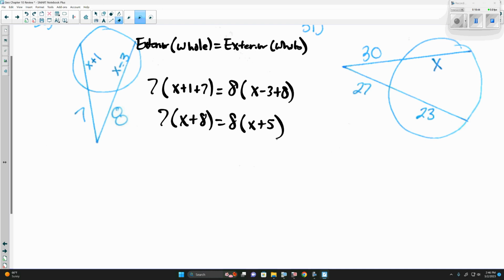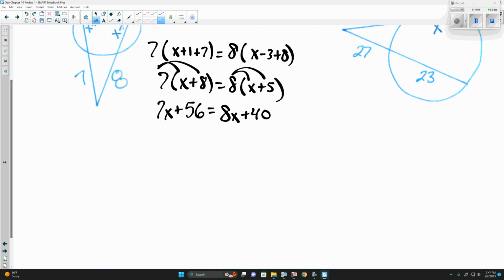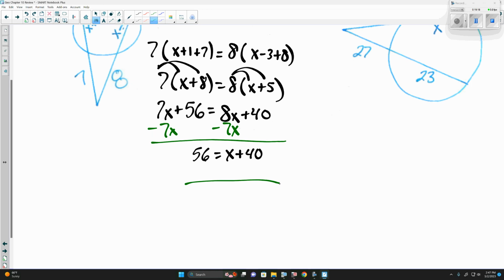Now at this point here we can distribute. We can say 7 times x and 7 times 8. Well, 7 times x is going to be 7x. 7 times 8 is 56, which is equal to, we can distribute the 8. 8 times x is 8x. 8 times 5 is going to be plus 40. So we can subtract 7x from both sides. 56 is equal to x plus 40. Then we can subtract 40, telling us x is 16.